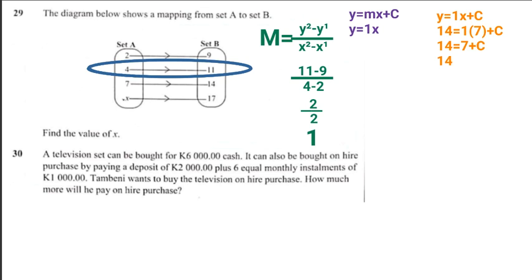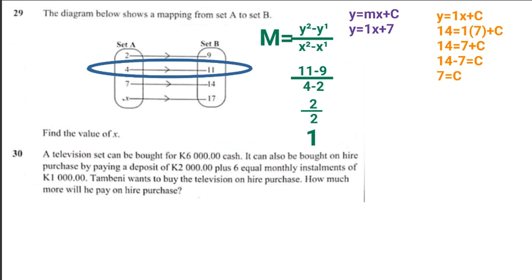Then we put like terms together. So 14, then 7 will cross the equal sign and become negative, so 14 minus 7 is equal to c. Then we find the value of 14 minus 7, which is 7. So 7 is equal to c. The value of c is 7. So we go back to the formula: y is equal to 1x plus c, 7, because we have found that the value of c is 7. We simplify the formula to y is equal to 1x plus 7.